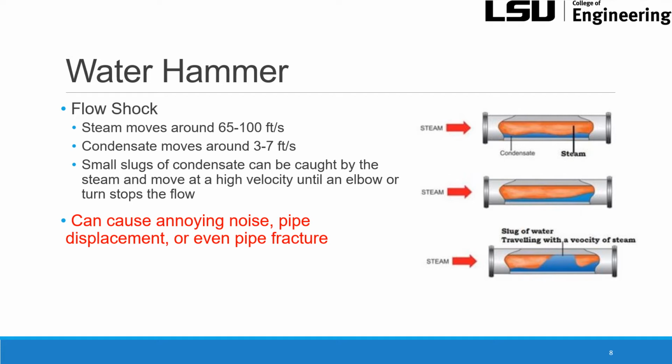So this liquid will then keep moving up until it hits some sort of turn, elbow, or other piece of equipment further down the line. And when it hits this piece of equipment, it can either cause an annoying noise, which is where the term water hammer comes from, or it can cause the whole entire pipe to move off of the supports that hold it up. It can even cause the pipe to fracture and burst out into the open. Needless to say, this is not something that we want to happen within our pipe systems, so we want to install some condensate steam traps so that we can prevent this.